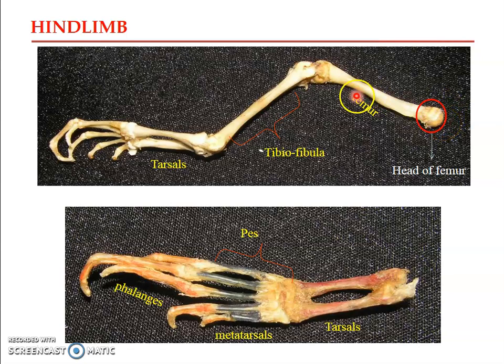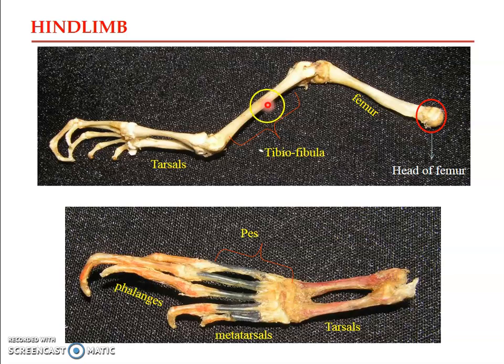Now the tibiofibula is a compound bone of the shank region, that is the region below the thigh, and it supports the shank region. It is formed by the fusion of the tibia, which is the inner bone, and the outer bone, the fibula. It forms a single compound bone called tibiofibula.